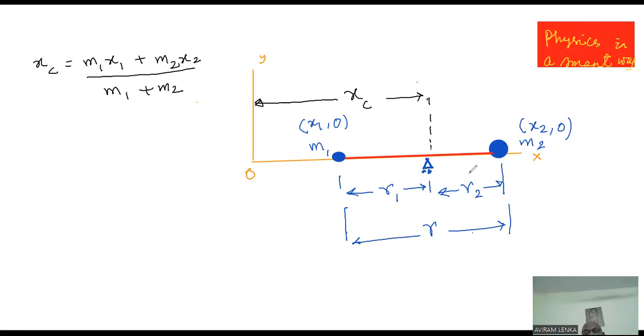Today, or let us say firstly, we consider a case where there are two masses. One is M1, other is M2. There are two masses in the system and we try to find out the center of mass of the whole thing, the center of mass of a two mass system.